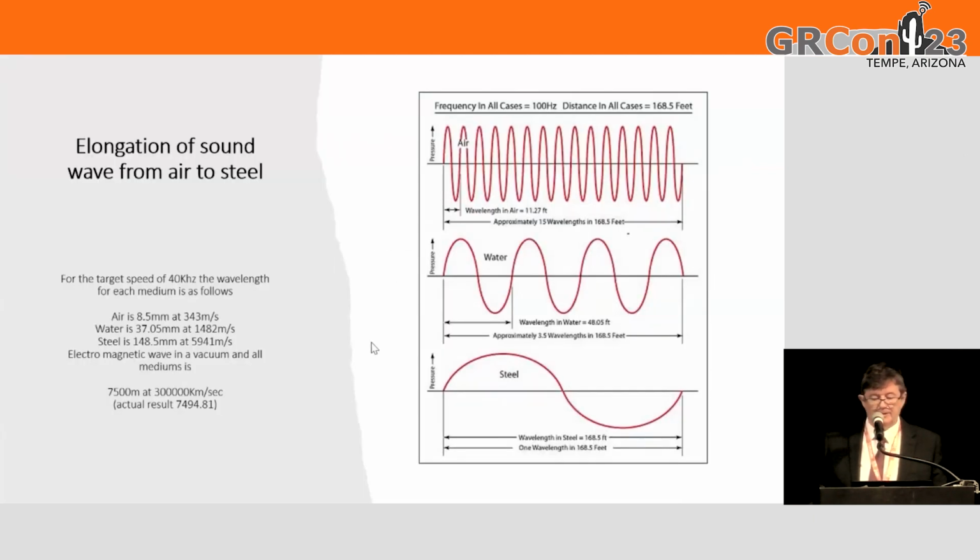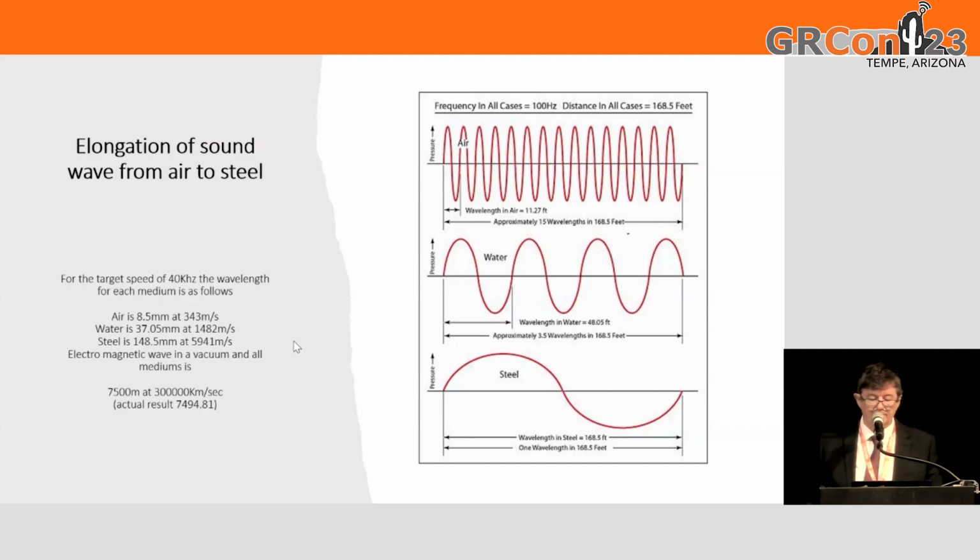As opposed to electromagnetic waves, at 40 kilohertz an EM wave would have a wavelength of about 7,500 meters, which is quite long. For audio, the wavelength would be 8.5 mm in air, 37.5 mm in water, and 148 mm in steel. The speeds that audio waves travel: in air, it's 340 meters per second; in water, about 1,500; and in steel, about 6,000 meters per second.